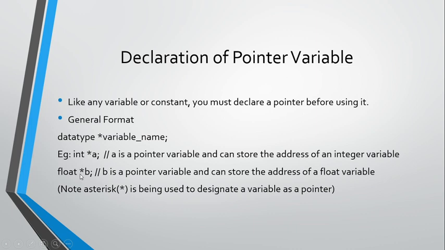Another example, float *b. b is a pointer variable that can store the address of a float variable.